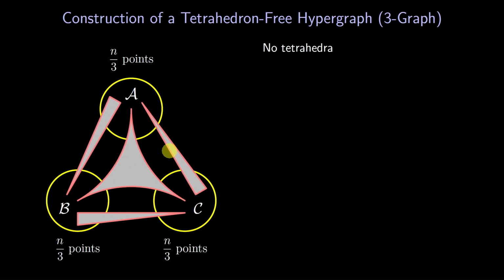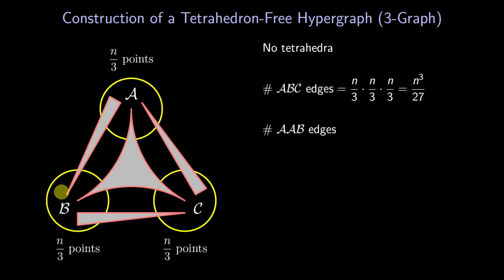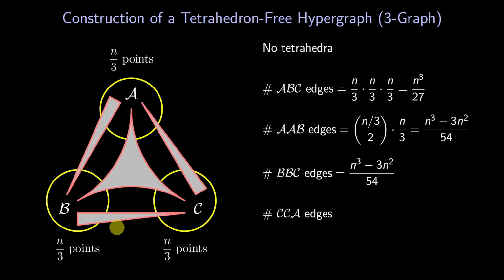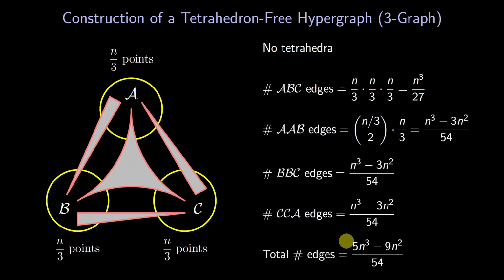Okay, how many edges does this hypergraph have? The edges come in 4 types. How many edges are of type ABC? The answer is n over 3 times n over 3 times n over 3, which is n cubed over 27. How many edges are of type AAB? The answer is n over 3 choose 2 times n over 3, which is (n cubed minus 3n squared) over 54. The same is true for BBC edges. The same is true for CCA edges. Altogether, the total number of edges is (5n cubed minus 9n squared) over 54.